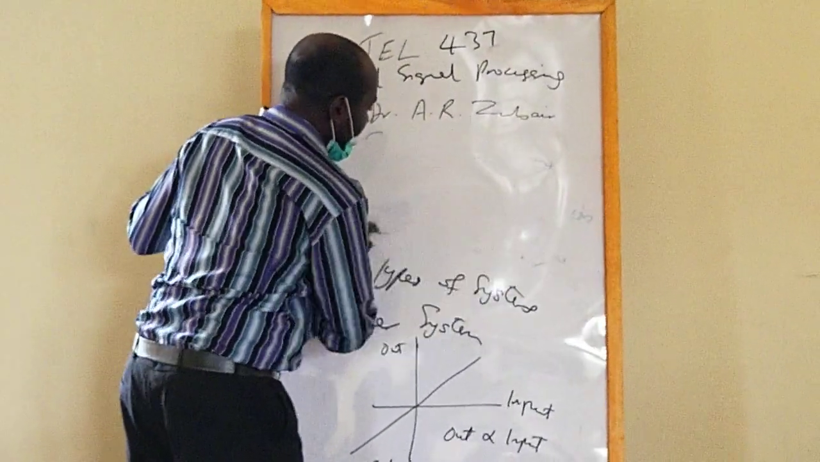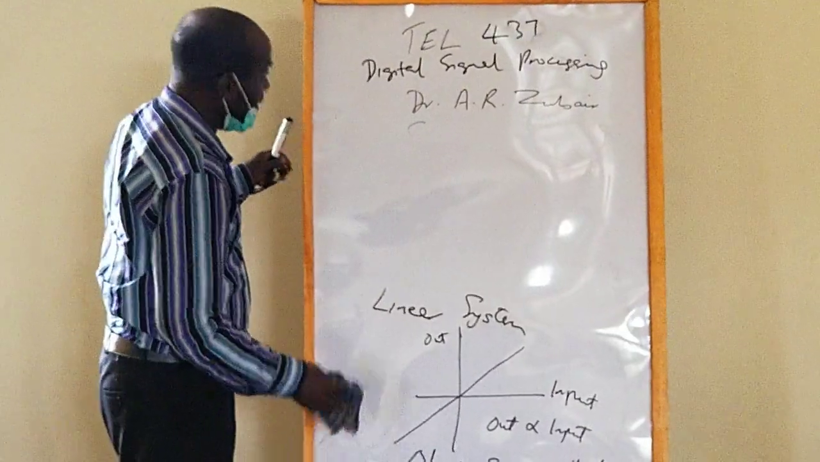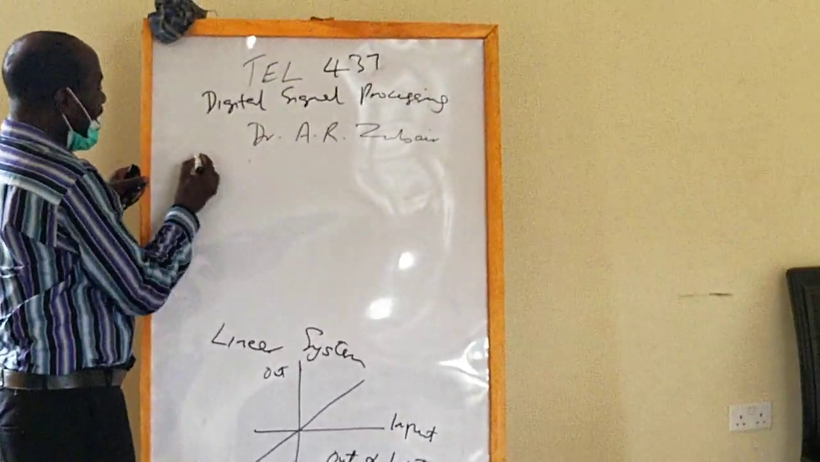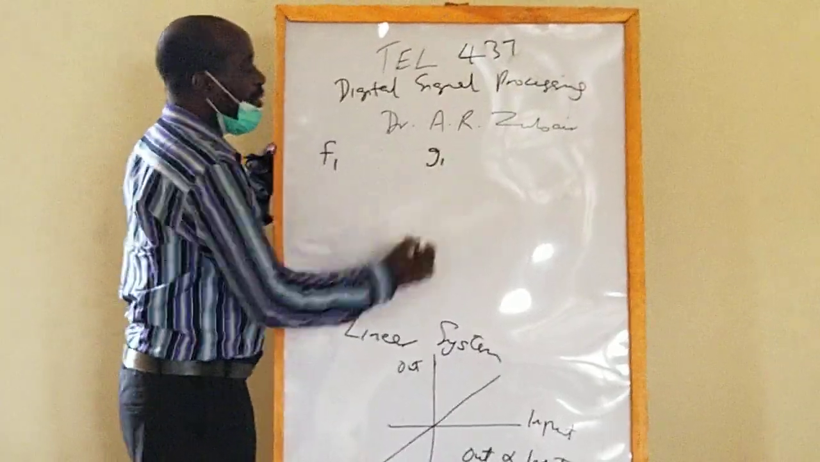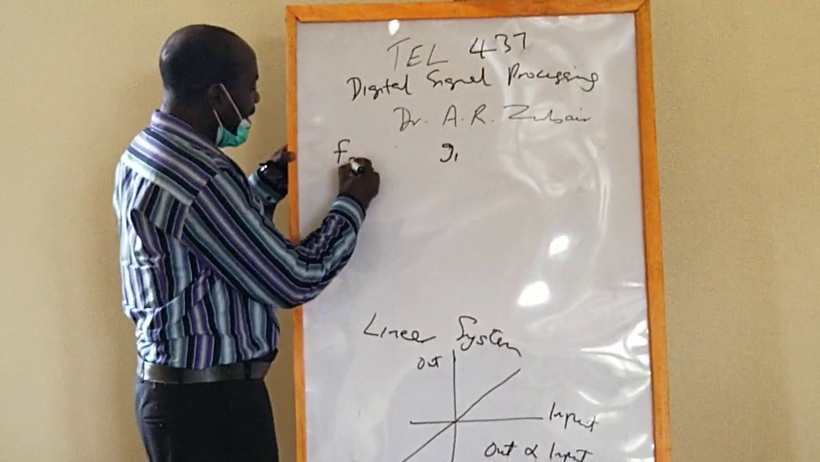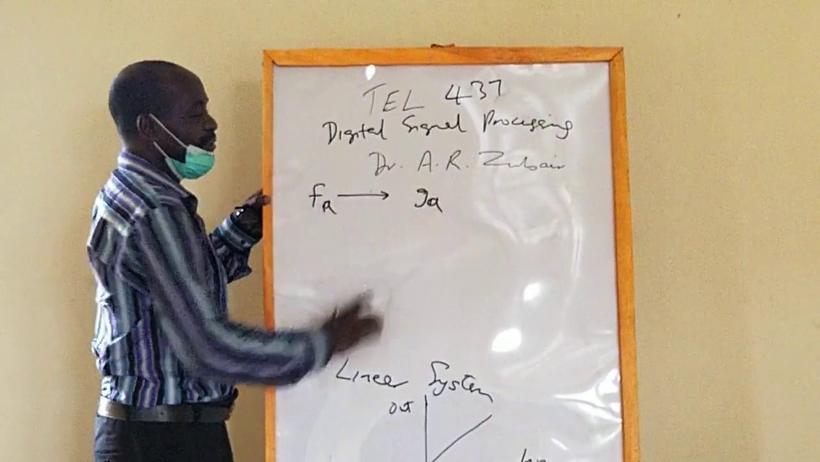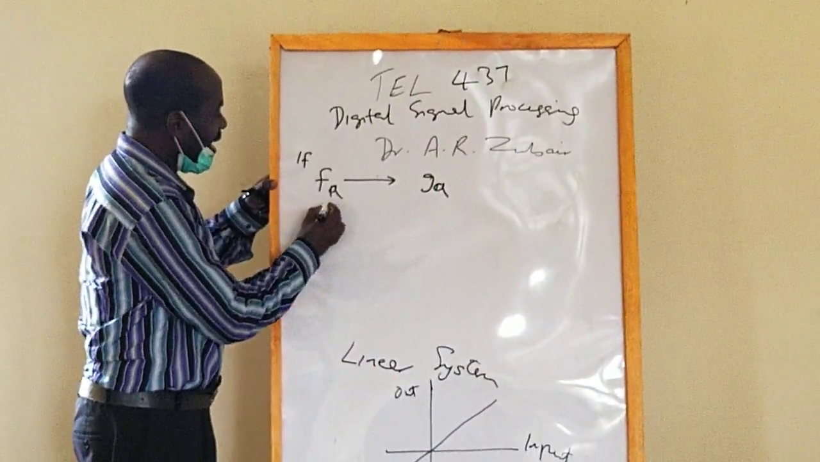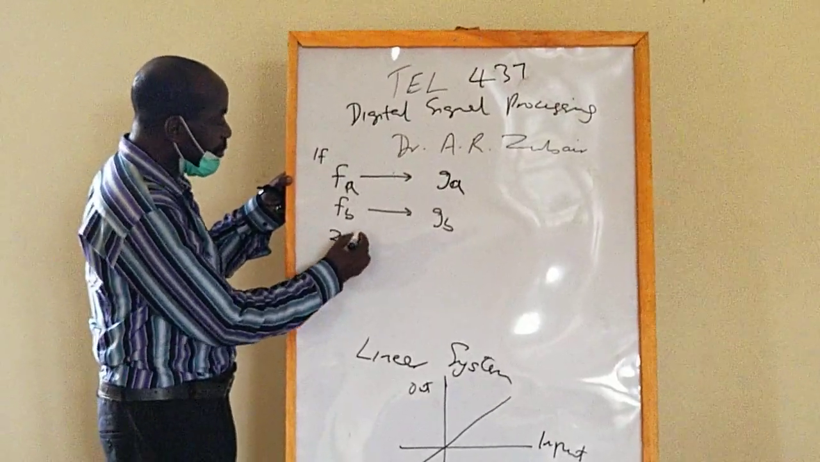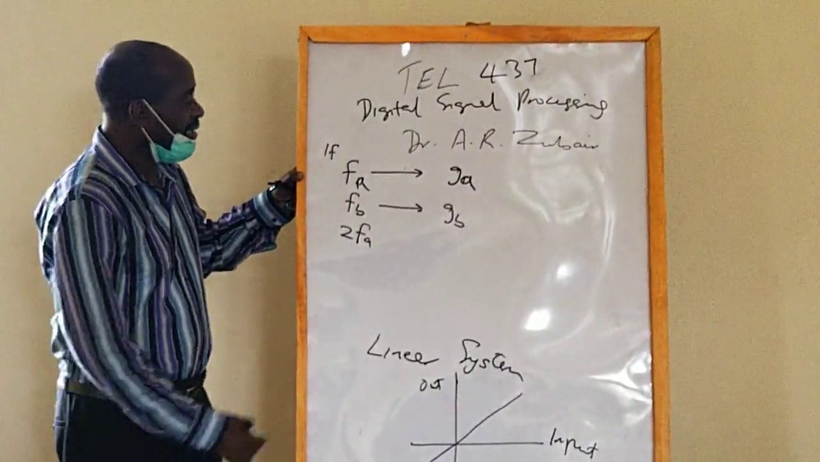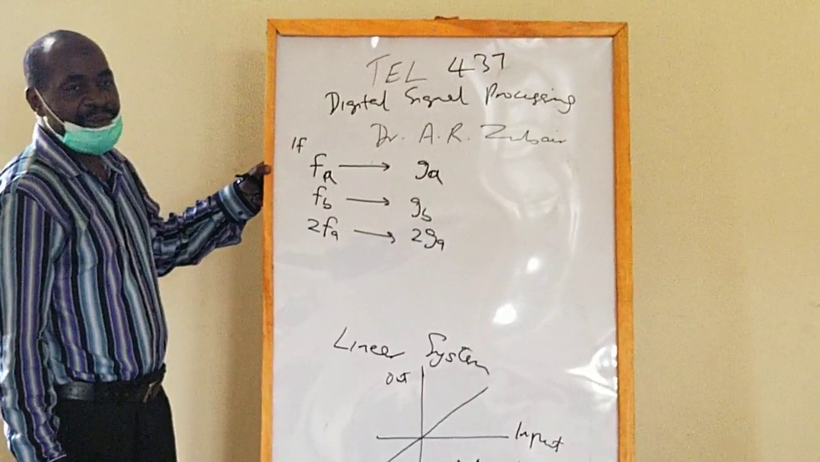When we say a system is linear, what do we expect? We expect that if FA is the input to that system and it gives GA as the output, and FB as input leads to GB as output, then when we double the input, what do we expect? The output will be doubled. We are going to see 2GA as the output.